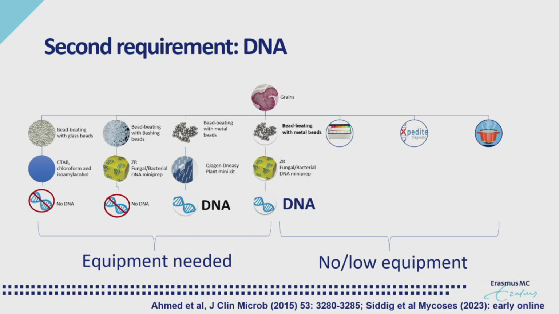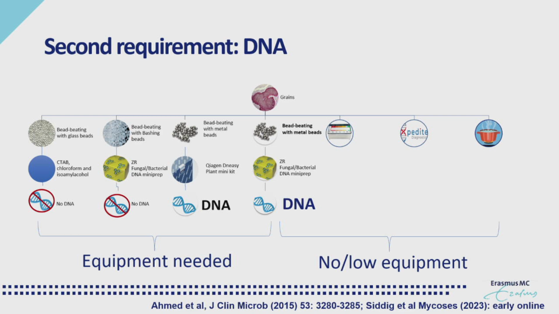Then we used the ZR fungal/bacterial DNA miniprep kit, which has bashing beads inside, to see if that would work. No amplifiable DNA. And then we thought, well, maybe those bashing beads are not hard enough. So let's replace them with metal beads. We did this first with the QIAGEN kit, and we got amplifiable DNA in most of the cases, but not all.